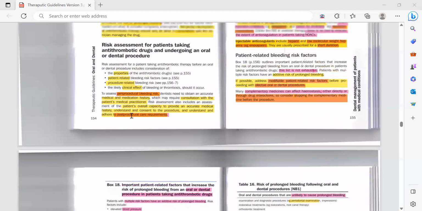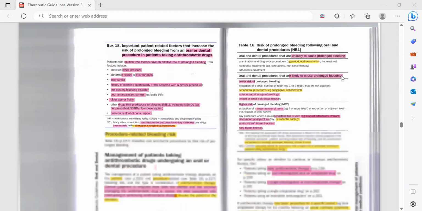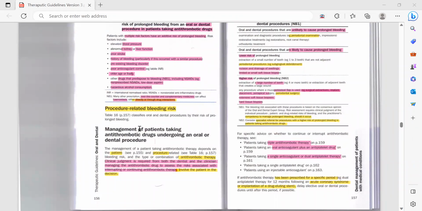Okay, so here we were finding the risk. So we have concluded the risk after getting to know their drugs, their body risk factors, and the procedure related risk factors. Now how will we manage them? The management of a patient taking antithrombotic therapy depends on the patient and the procedure related bleeding risk factors, and the type or combination of antithrombotic therapy they would be taking. Clinical judgment is required from both the dentist and the clinician managing the antithrombotic drug to assess the risk associated with interrupting or continuing the antithrombotic therapy.